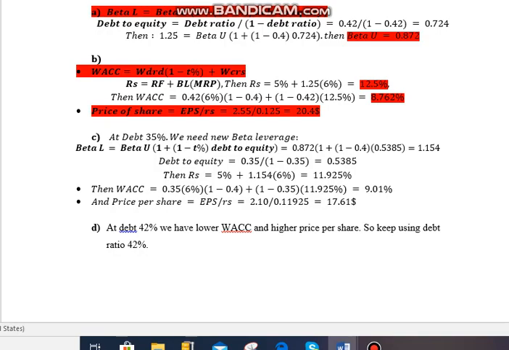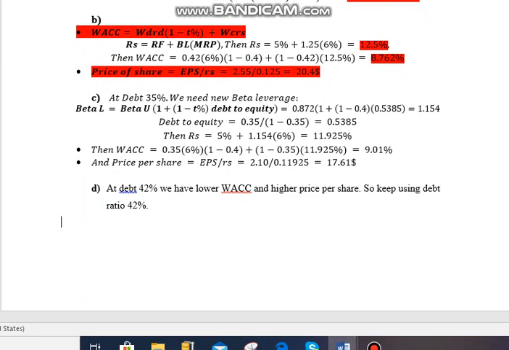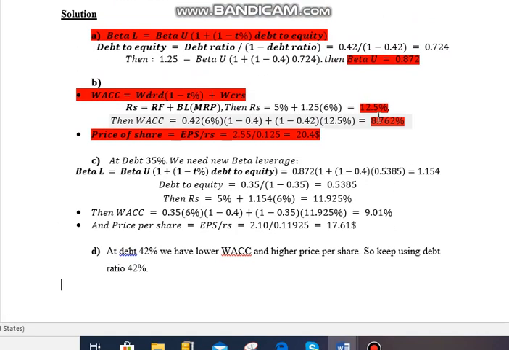Part D is asking which debt ratio is better for the firm to rely on. At debt 42%, we have a lower weighted average cost of capital, based on the calculation, 8.762%, and a higher price per share, which is $20.4. So with a lower weighted average cost of capital and a higher price per share, we use the debt ratio of 42% and we stay on using it.